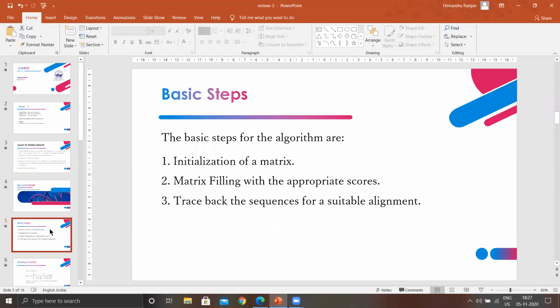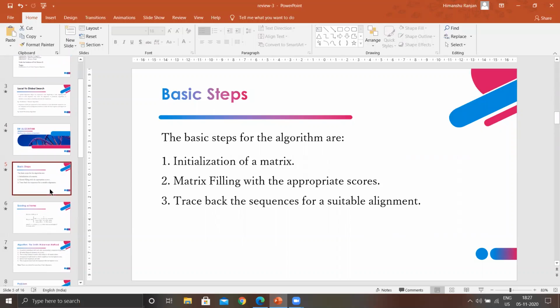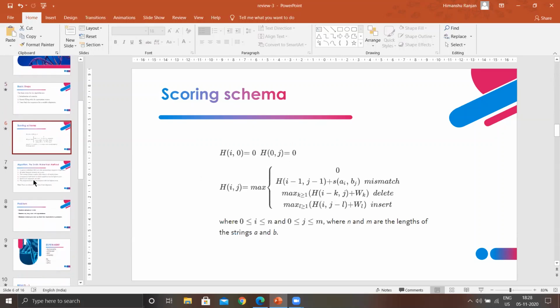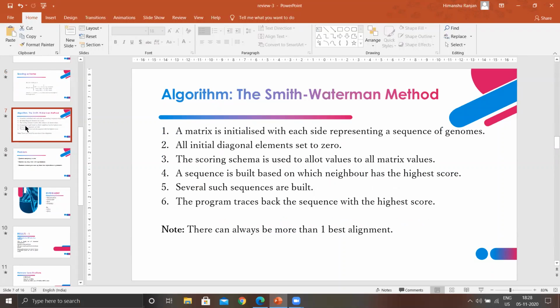using for this project. The basic steps of the Smith-Waterman algorithm are initialization of a matrix, which has all the gene sequencing information, the matrix filling with the appropriate scores, and tracing back the steps for a suitable alignment. So this is a scoring schema to create the proper, best-fit local alignment. And this is the basic overview of the steps of the algorithm.